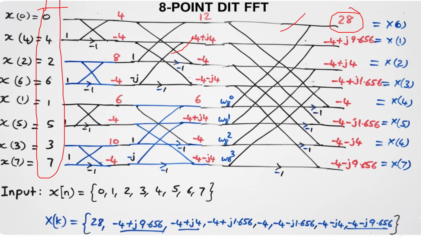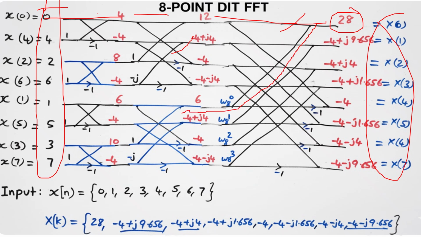So all these are the final answers. How will you get them? Simply keep on moving: 4, then 12, and then in total here you will get 28. So 28 you will get from here, like this one. Again, this depends on this, so from here you will get the rest.